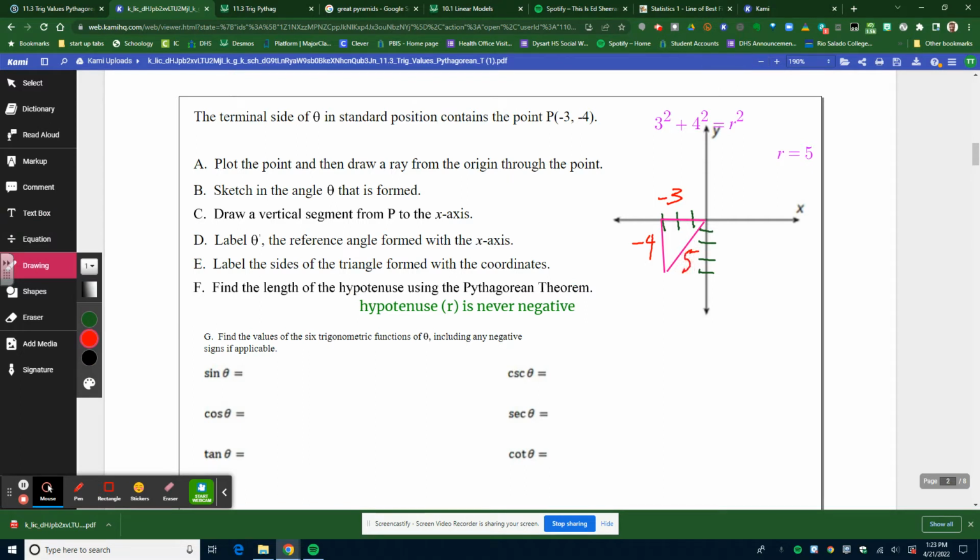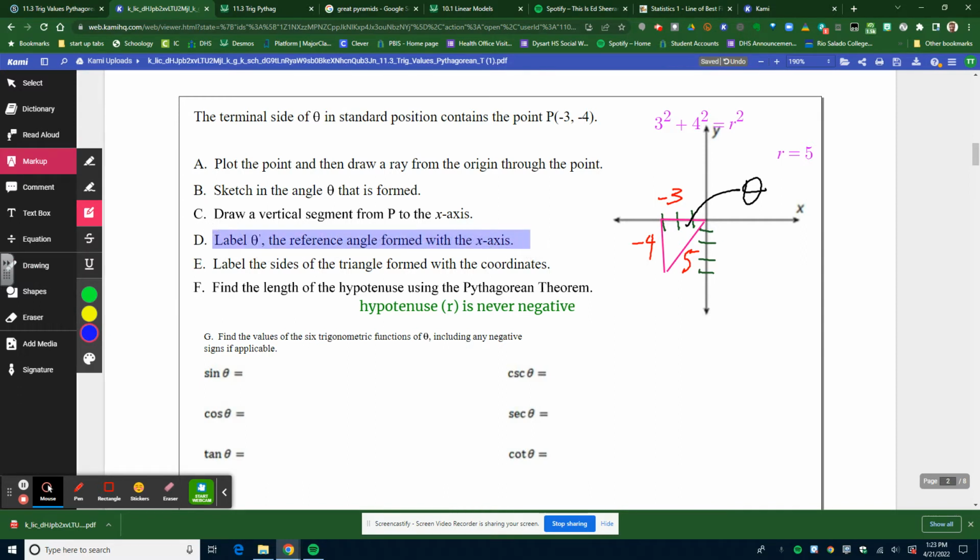I start finding my trig values. Okay. So I'm looking at my angle theta. So theta is the angle formed with the x-axis. Remember yesterday we talked about reference angles? So let's put like a little underline thing, x-axis. Not the y-axis, the x-axis. So the opposite of that angle is -4.